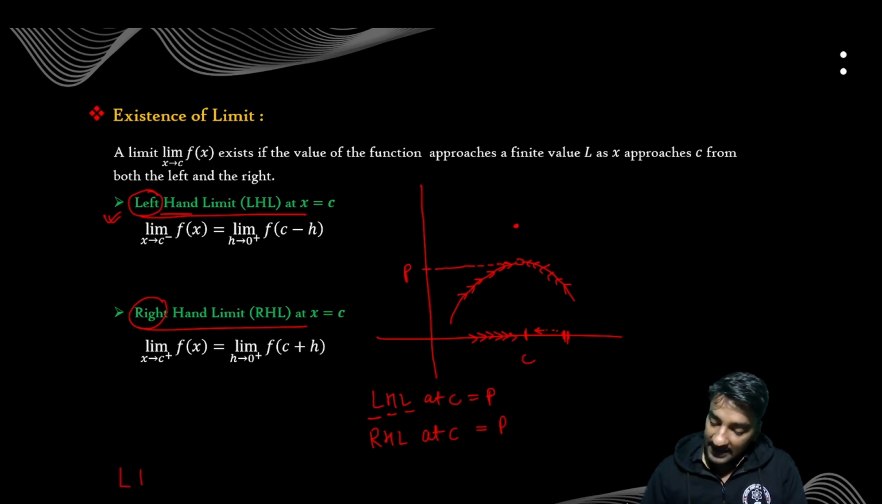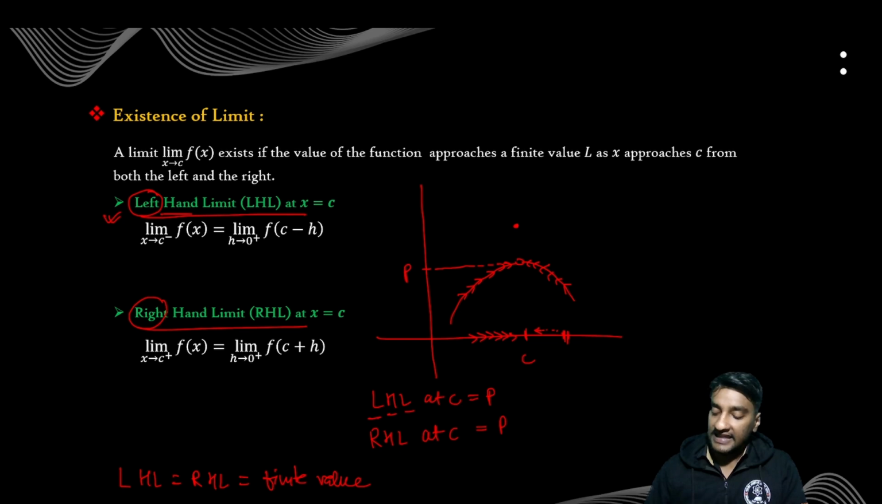Suppose LHL equals RHL equals a finite value, right? Then we say that the limit exists. In this case, both the right hand limit and the left hand limit have the value p, and since p is finite, we say that this limit exists, right?